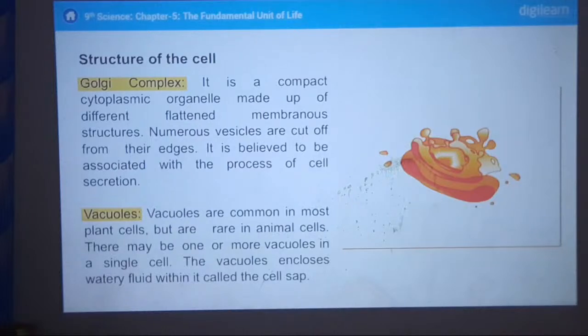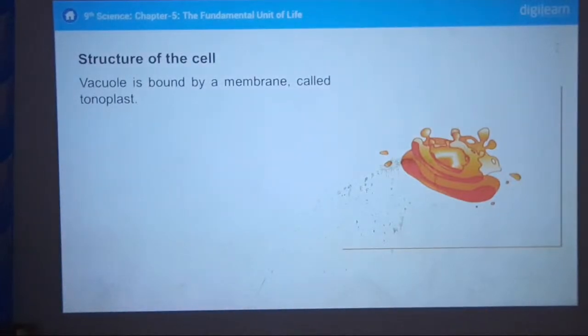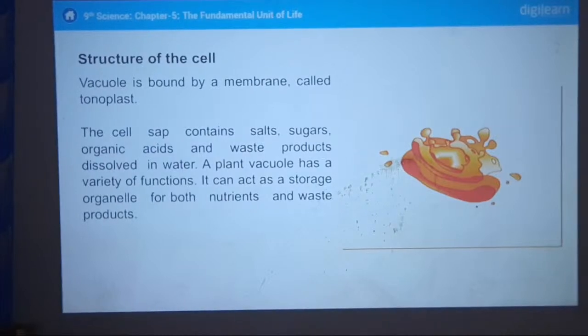Vacuoles. Vacuoles are common in most plant cells but are very rare in animal cells. There may be one or more vacuoles in a single cell. The vacuole encloses watery fluid within it called the cell sap. Vacuole is bound by a membrane called the tonoplast. Cell sap contains salts, sugars, organic acids, and waste products dissolved in water. A plant vacuole has a variety of functions. It can act as a storage organelle for both nutrients and waste products.